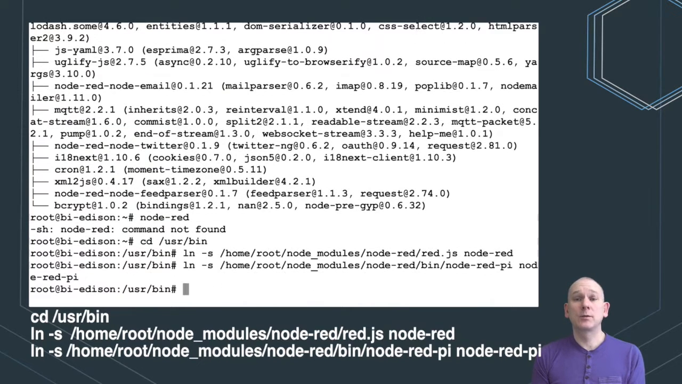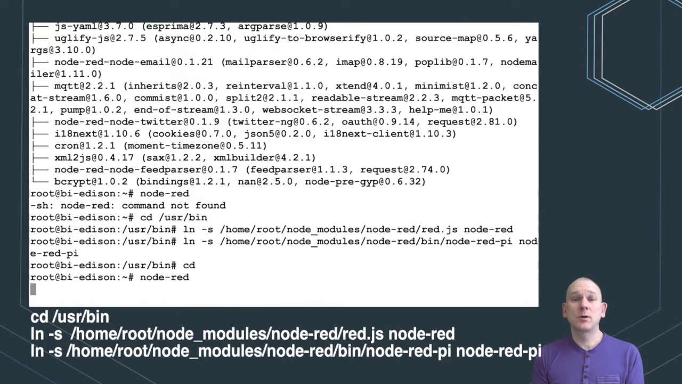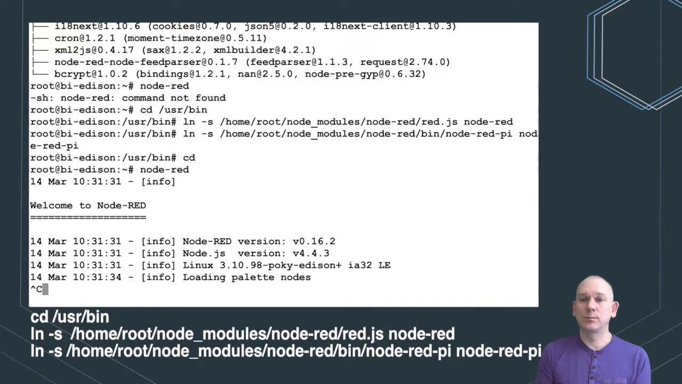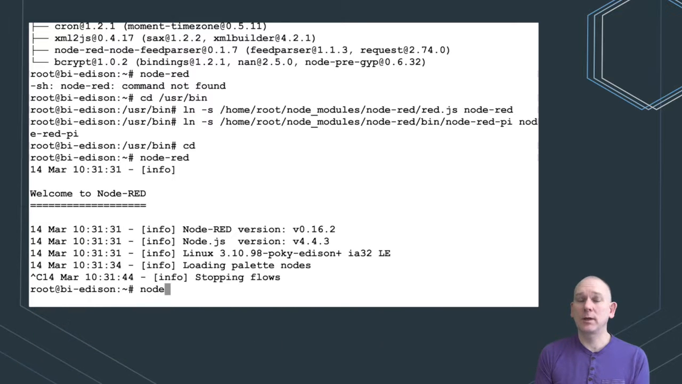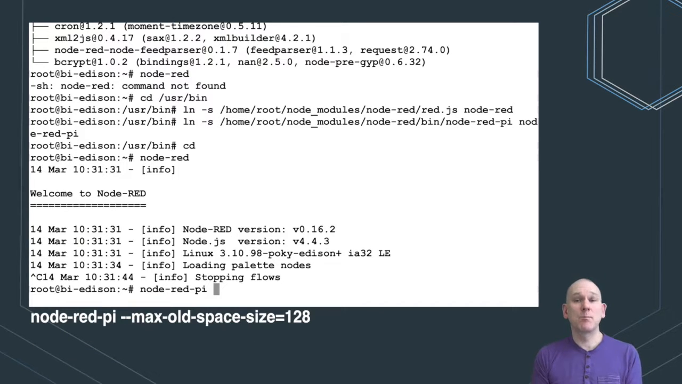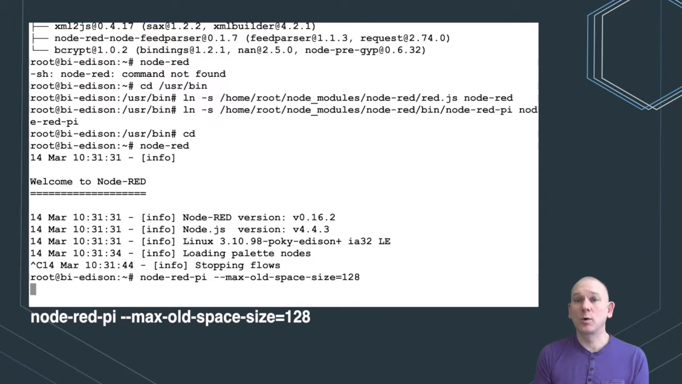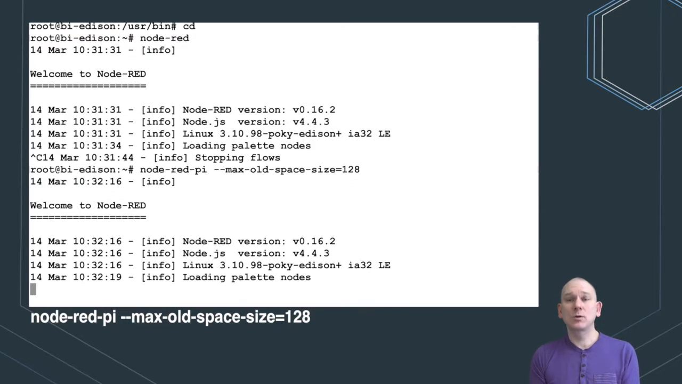To start Node-RED on the Edison board, I want to tell the Node runtime that this is a limited resources board, so I use a parameter in the command to tell it to use memory more efficiently, which is --max-old-space-size. So issuing the command node-red-pi --max-old-space-size=128 will start Node-RED. And the console shows that Node-RED has started and is listening on port 1880.